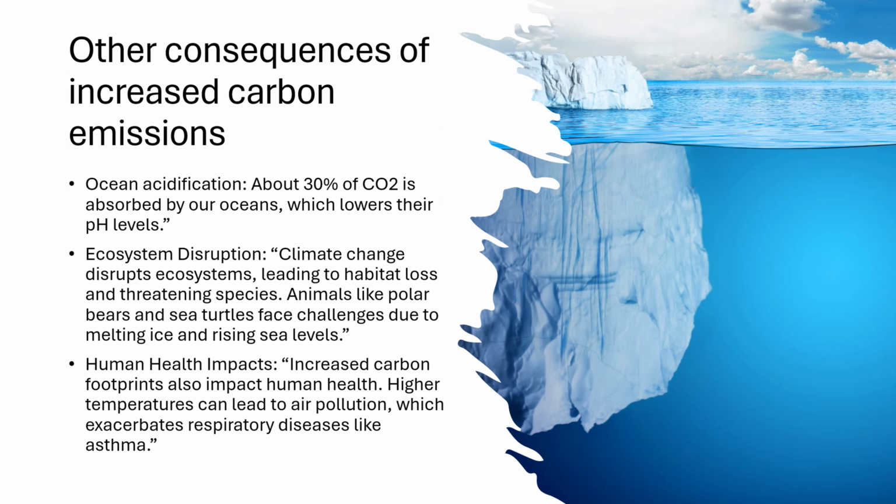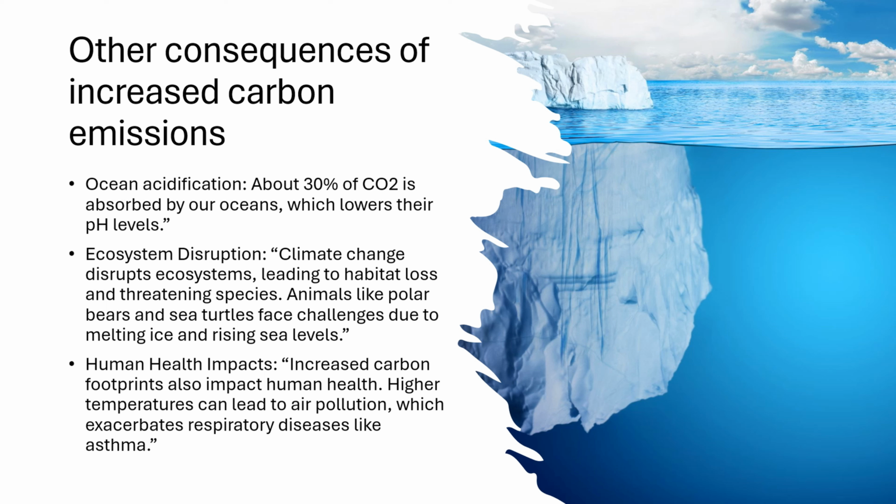Other consequences of increased carbon emission, we're looking at ocean acidification. About 30% of CO2 is absorbed by our ocean, which lowers its pH levels. This affects marine life, especially organisms like coral reefs and shellfish. They rely on calcium carbonate to survive. Healthier oceans are essential for biodiversity and food supply. Biodiversity is crucial for resilient ecosystems, which in turn supports human life. And the loss of these species can totally destabilize the food webs and lead to unforeseen circumstances.